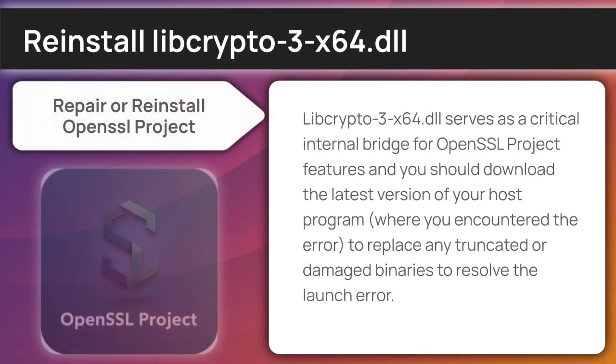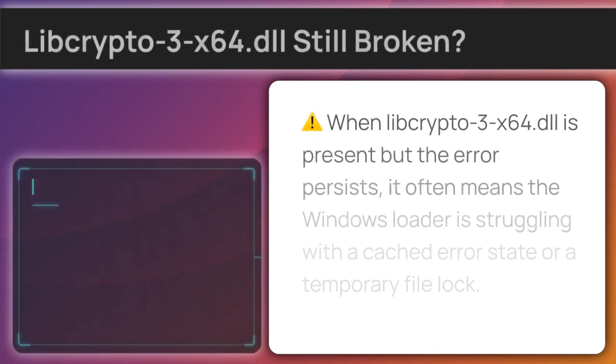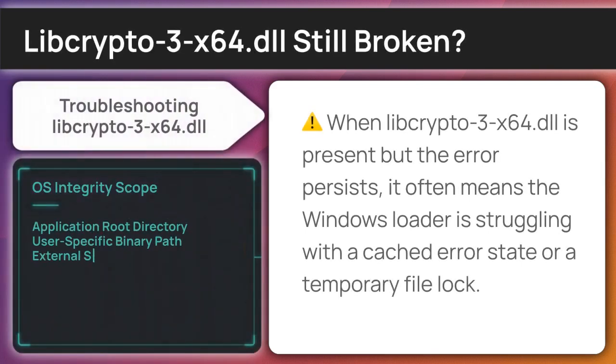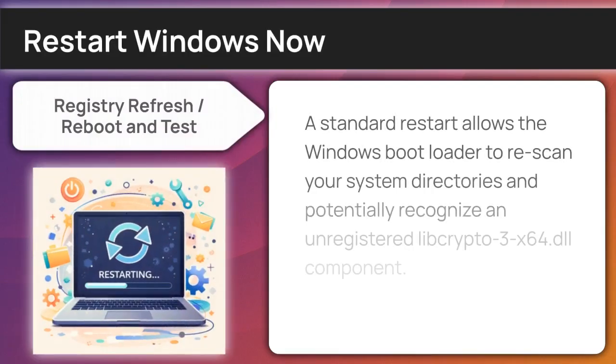libcrypto-3-x64 serves as a critical internal bridge for OpenSSL Project features, and you should download the latest version of your host program where you encountered the error to replace any truncated or damaged binaries to resolve the launch error. In cases where the official installer remains ineffective, we must escalate to a manual review of your system's active runtime state. A quick system restart is a practical way to ensure that all shared libraries, including libcrypto-3-x64, are being loaded correctly into the current session's memory.